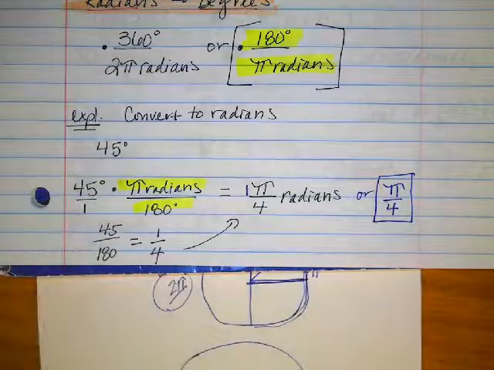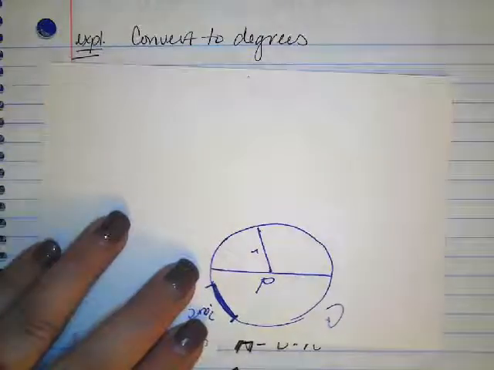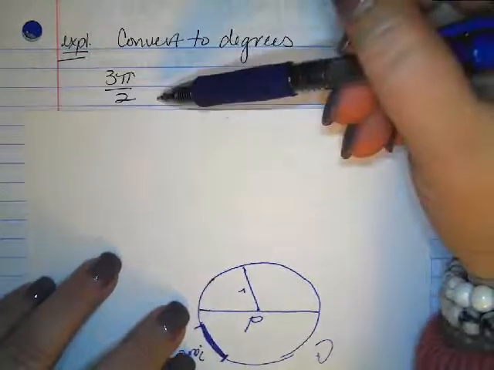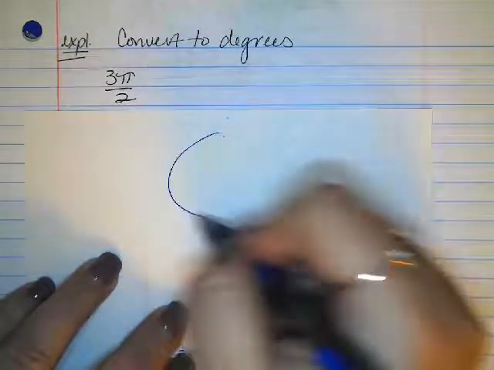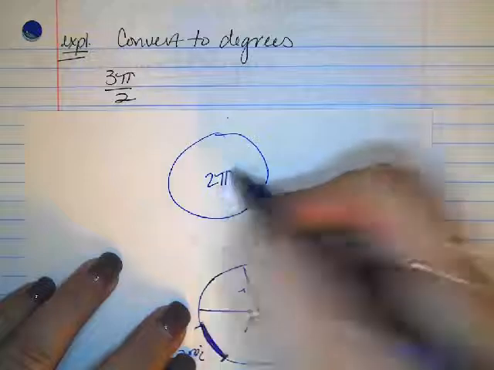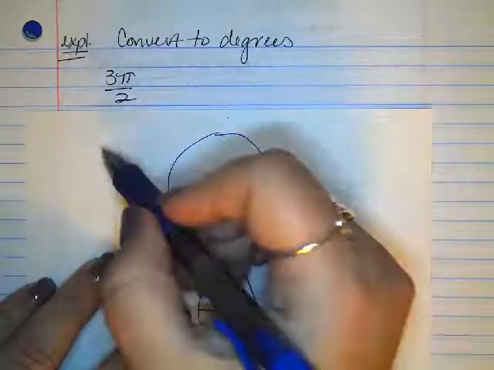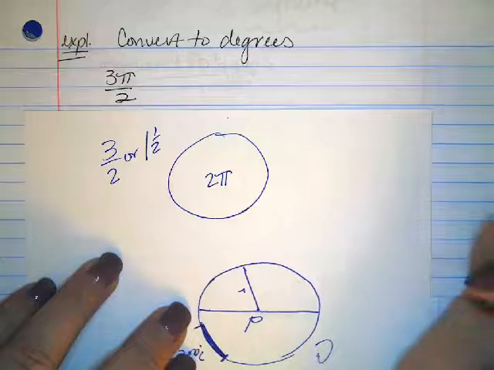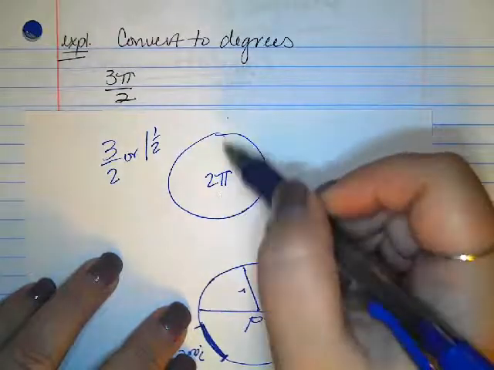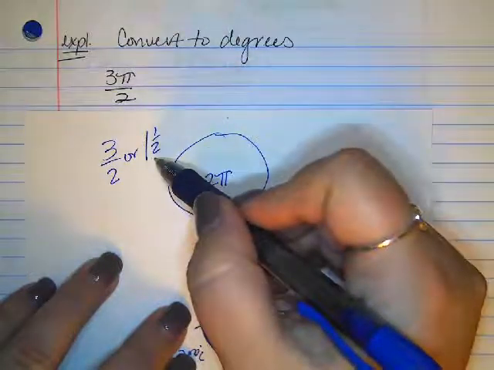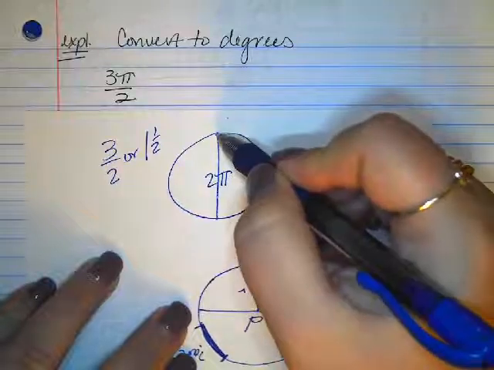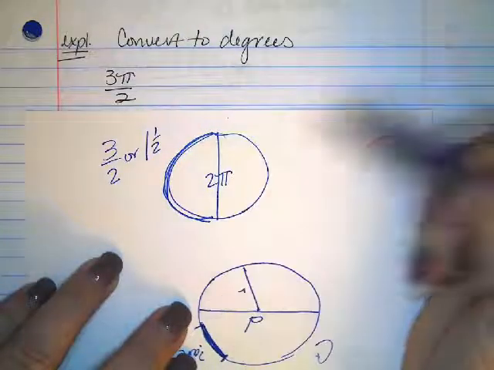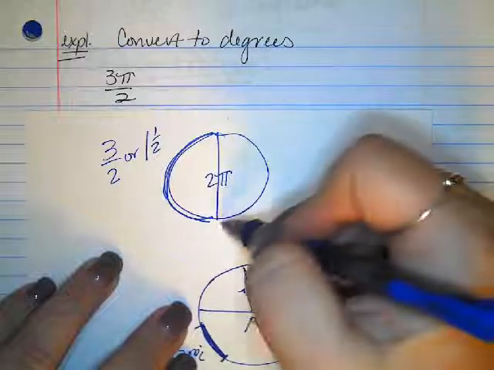All right, and the very last one today, we're going to look at converting to degrees. So this time they give us in terms of pi. So remember, a whole circle is 2 pi. Well, 3 out of 2, or 1.5, not quite to 2, so we're not at a full circle, we're at 1.5. So remember, a whole circle and a half. So can you imagine what degree measure that might be?